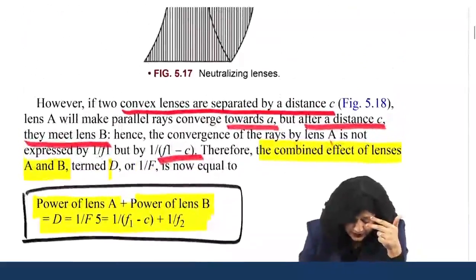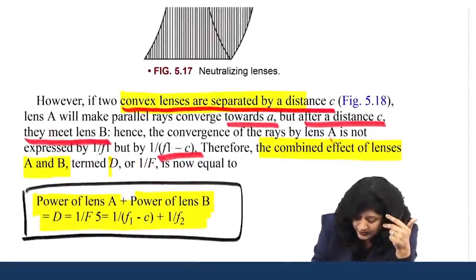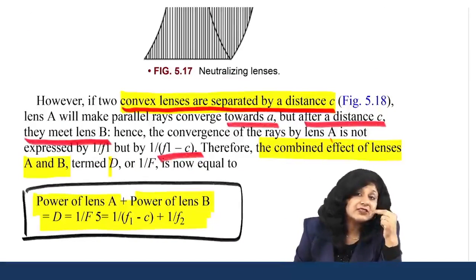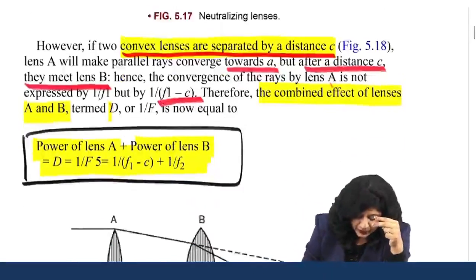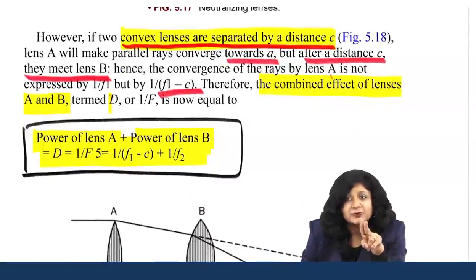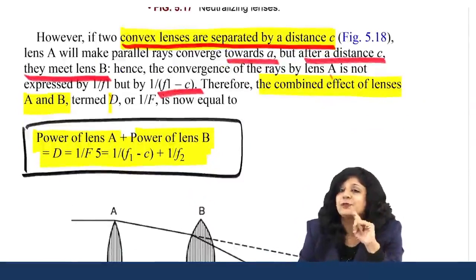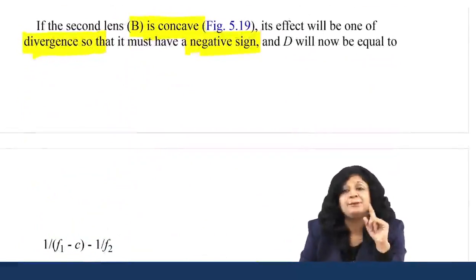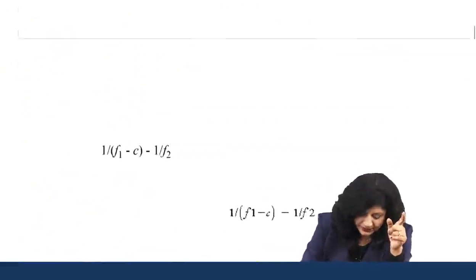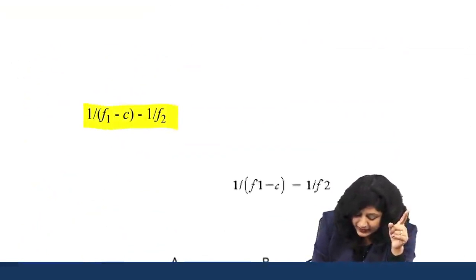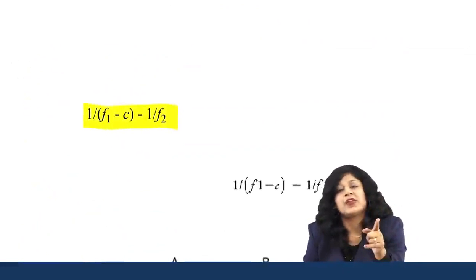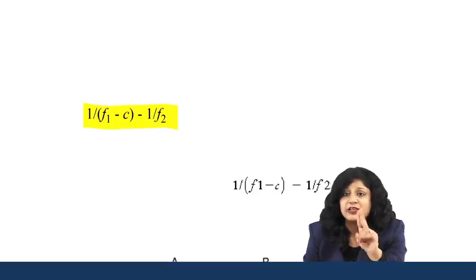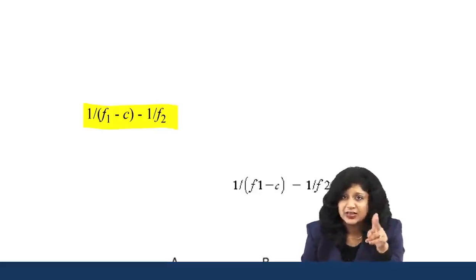Where you were considering the convex lenses, the two convex lenses were separated by a distance C. What I was doing was adding the two focal lengths, but subtracting C from the first focal length. That was done. But now when I have the concave lens, I am again subtracting the distance C from the first focal length, but now I am not adding the two focal lengths, rather I am subtracting the two focal lengths, so that must be remembered.